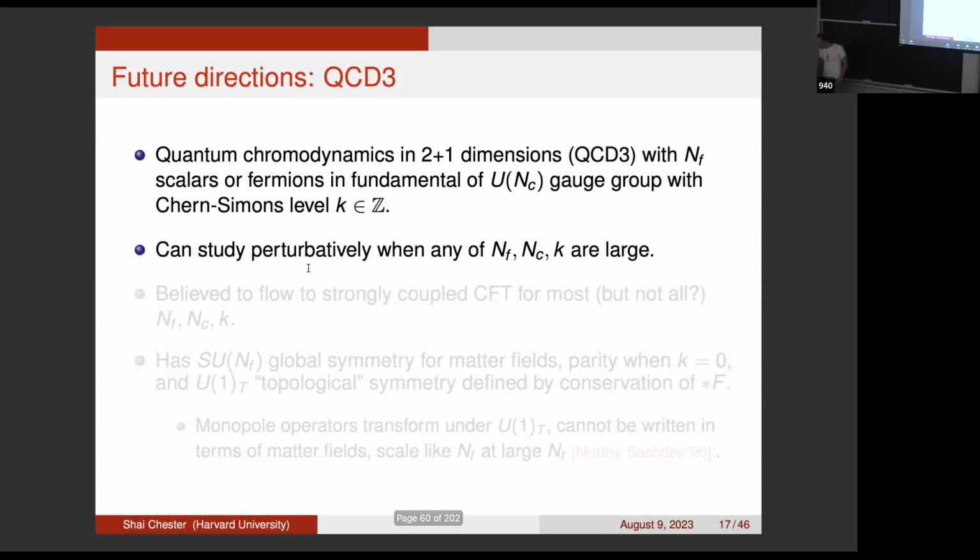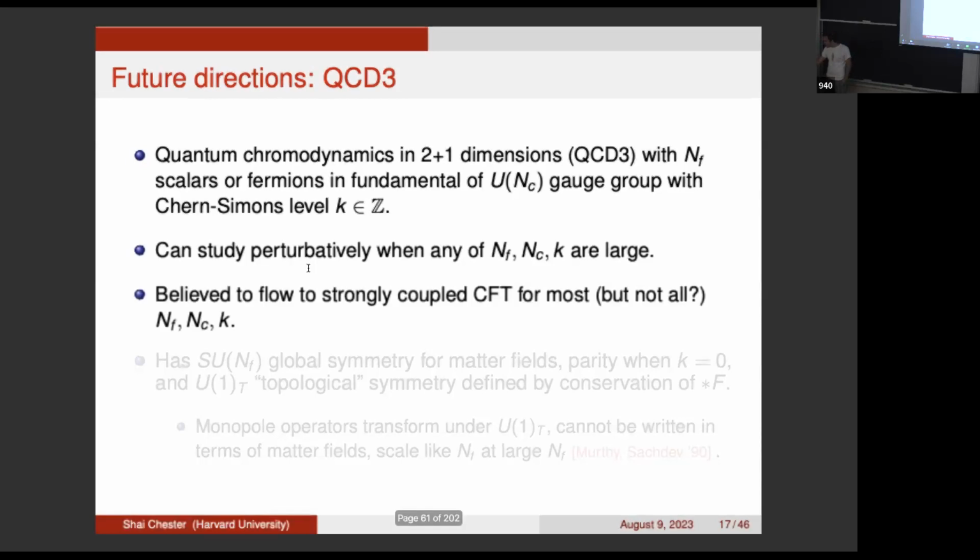So this theory you can study perturbatively when any of these parameters, either the number of flavors, the number of colors, or the Chern-Simons coupling are large. And so there's been many perturbative studies of this theory in the past. But most physical applications are when these parameters are small. Now, it's believed to flow to a strongly coupled CFT for most of the values of flavor, color, and Chern-Simons coupling. But there's a lot of controversy, especially when these values are small, if it flows to a CFT or not.